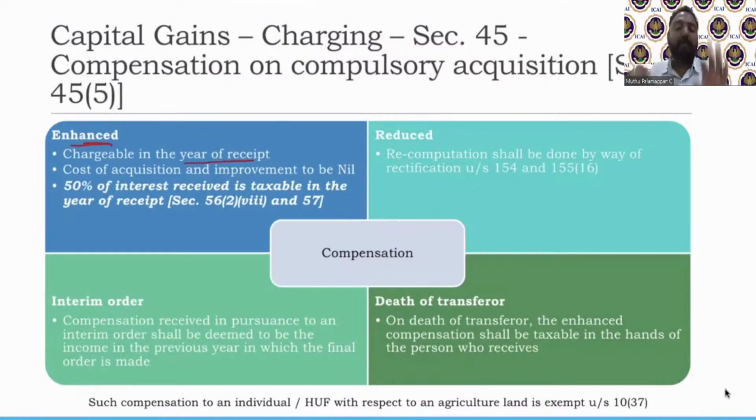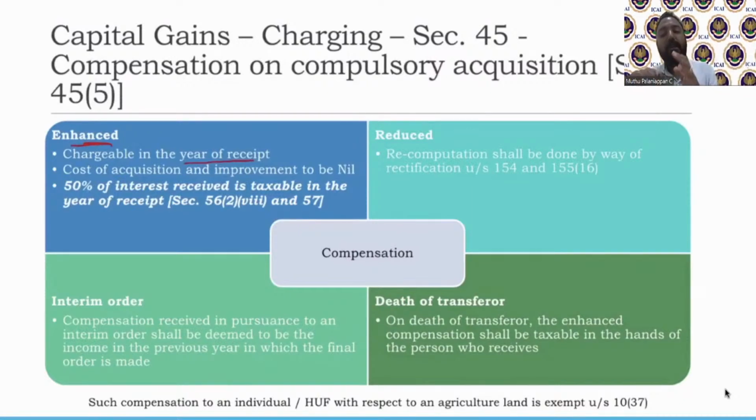Please understand why. When you think about the transaction, you will know why it is being taxed in the year of receipt. Let's say the year of receipt is this year, that is financial year 22-23. You will know why it is taxed in 22-23 and not in 18-19. Because in 18-19, I don't know that I will receive 10 or 15 lakh extra. I don't know how much, I don't know when. Then how will I pay tax? That's the very reason we call it the year of receipt.